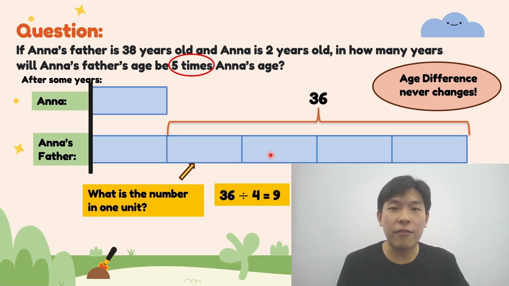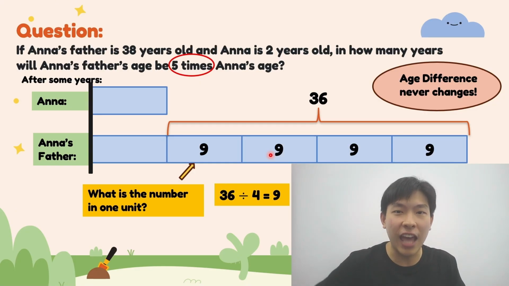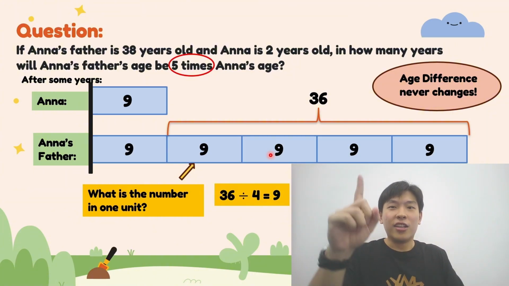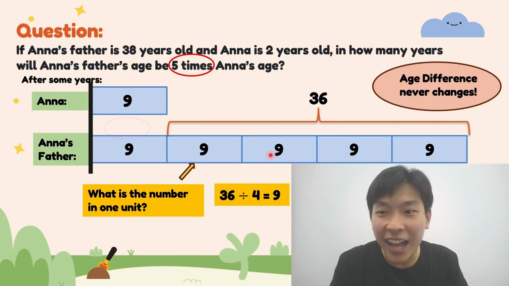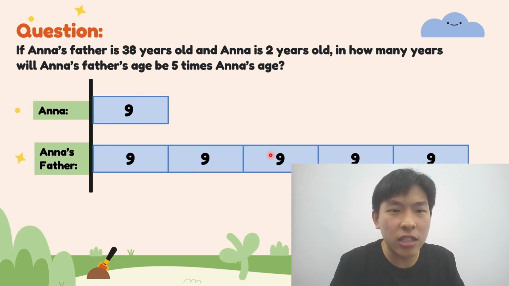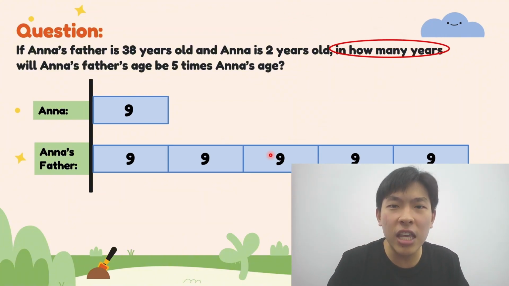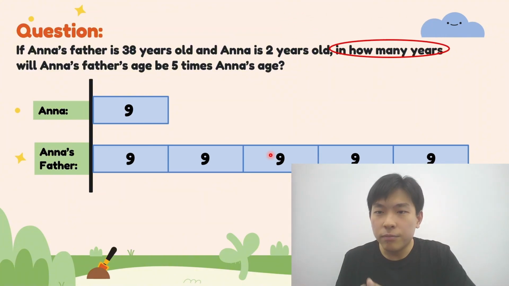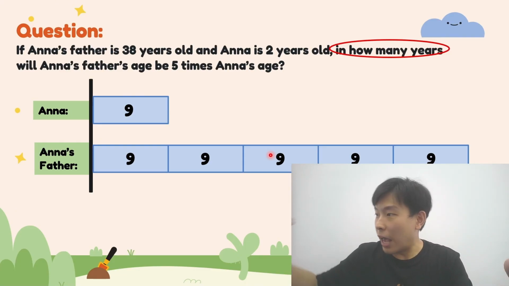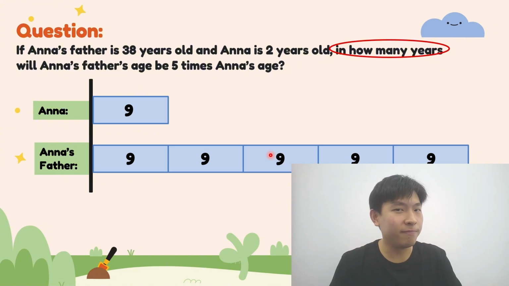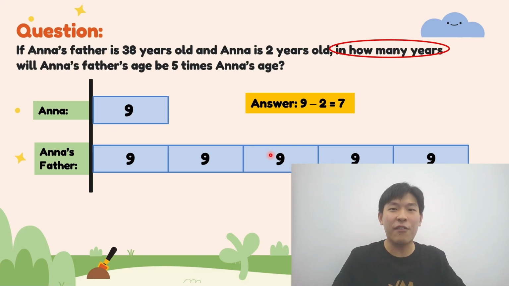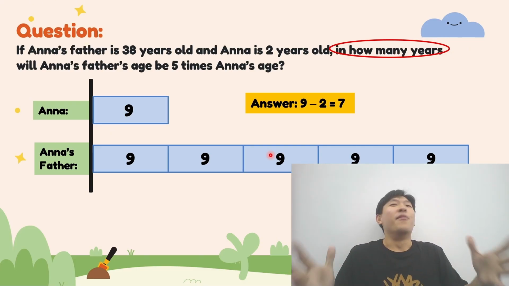Good job. So now we have found the number in every rectangle. And because all units are the same, we have 9 here as well. So we found the age of Anna to be 9. Is that all? The question wants us to find in how many years. And we know that in some years later, Anna's age will be 9. But at first, Anna is 2. So how should we do? Perfect. We just take 9 minus 2 to get 7. And that's the answer. Perfect.